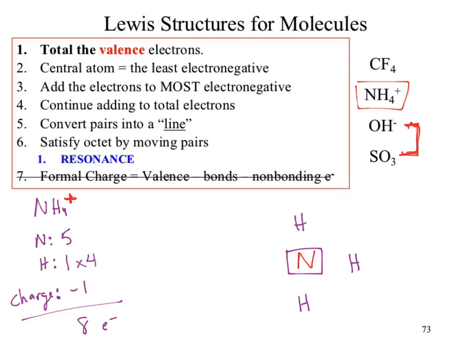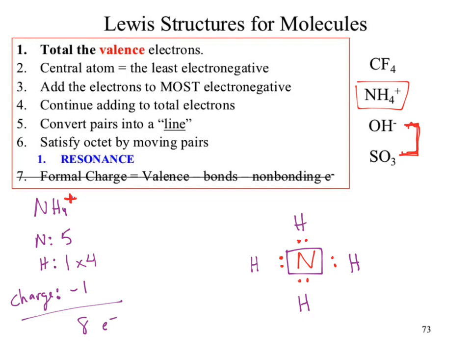Add electrons to the most electronegative. Which one's the most electronegative? That would be correct. So now we have 4 hydrogens. Always good to check your work. Now that we have 4 hydrogens, we need to add our electrons to the most electronegative. Which one's the most electronegative? The nitrogen. 2, 4, 6, 8. How many electrons am I allowed to put in? 8. So I can't put in any more electrons. I can move to the next step.